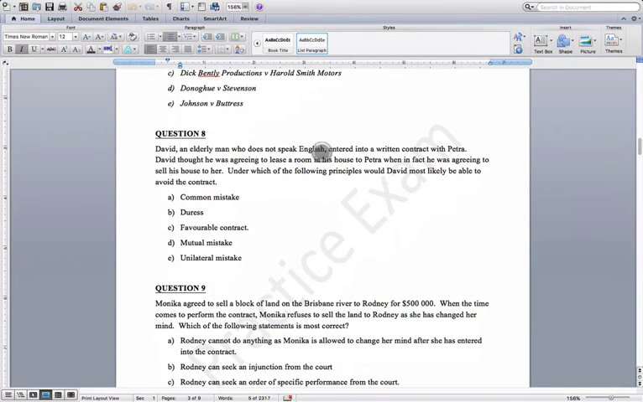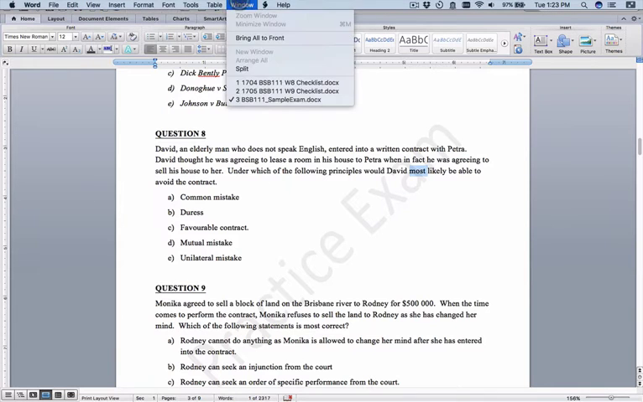David, an elderly man who does not speak English, entered into a written contract with Petra. David thought he was agreeing to lease a room in his house to Petra, when in fact he's agreeing to sell his house to her. Under which of the following principles would David most likely be able to avoid the contract? So again, it's a most likely, not saying David is definitely going to get out of the contract, but under which of these principles?